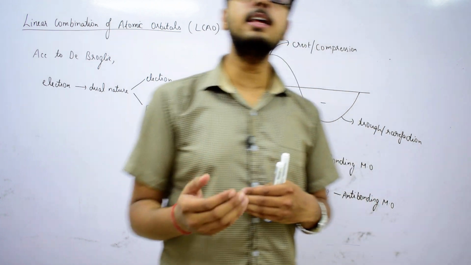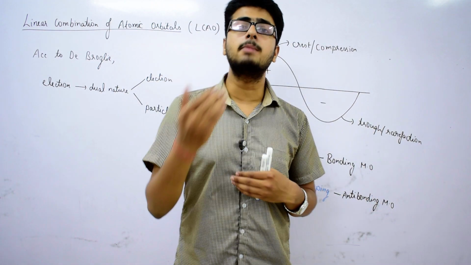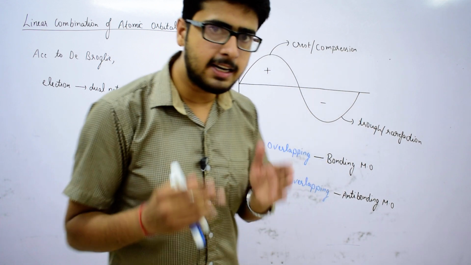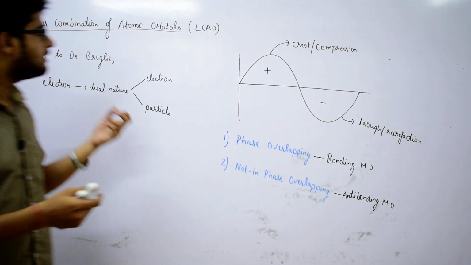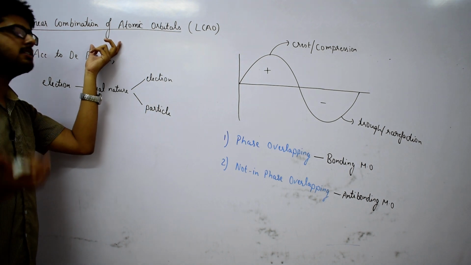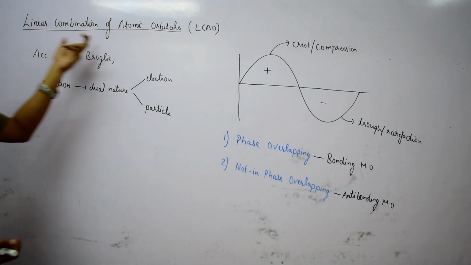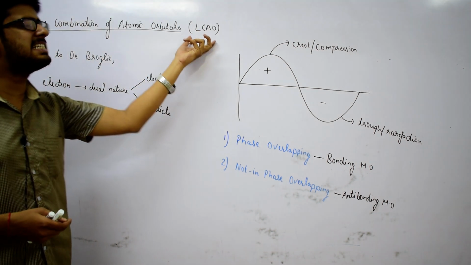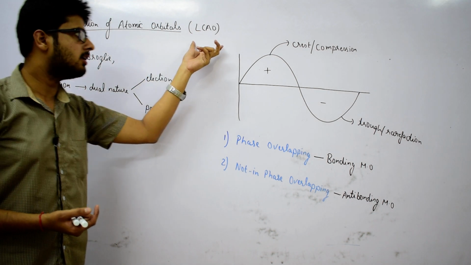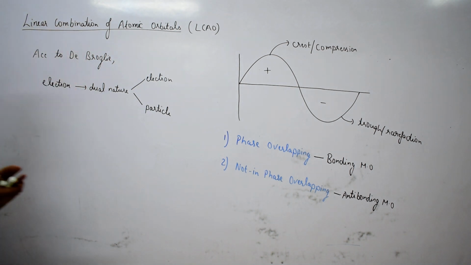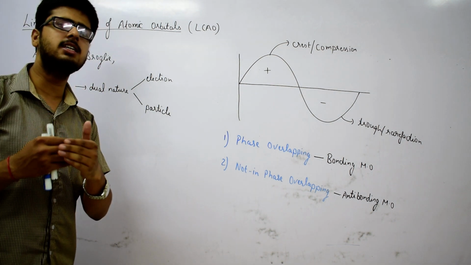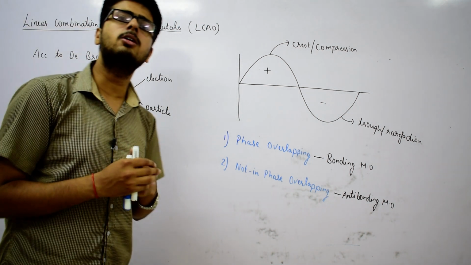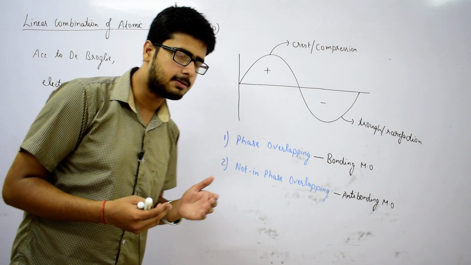Now, to explain the exact mechanism involved behind the formation of molecular orbitals, there is a theory given which is called linear combination of atomic orbitals, in short also called the LCAO method. In case of linear combination of atomic orbitals, first we will see some introductory part and then we will apply it and see how the molecular orbitals are formed.